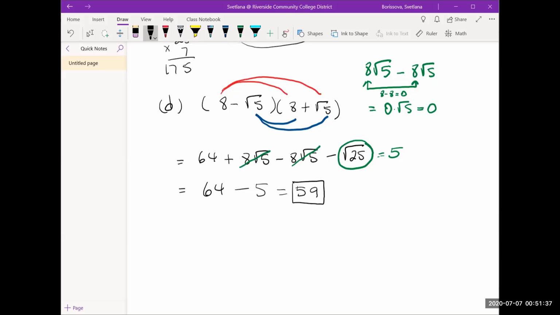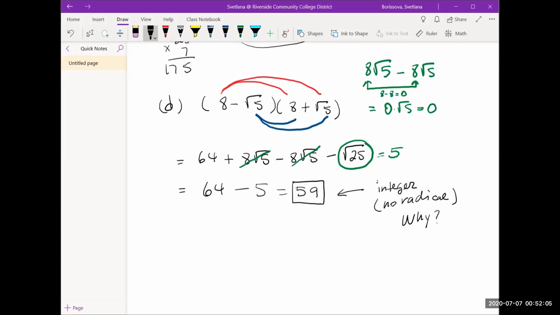So notice, for this example, we ended up with just what's called an integer. In other words, no radical. And the question is why?